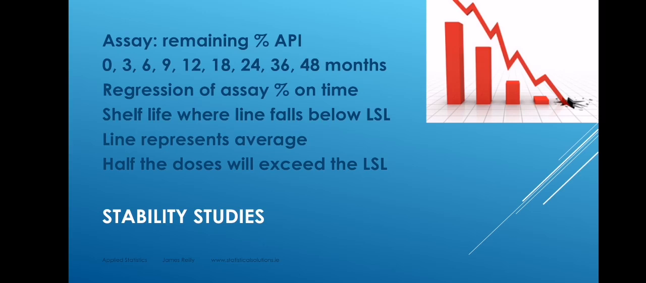Now, it's worth noting that the regression line, as always, represents the average y for a given x. So it represents the average percentage of pharmaceutical ingredient. At the point where the regression line crosses the 90% threshold, we would expect that at that time, half the doses exceed 90% and half the doses are less than 90%.